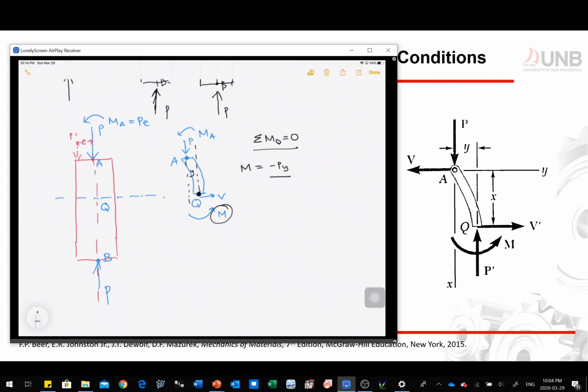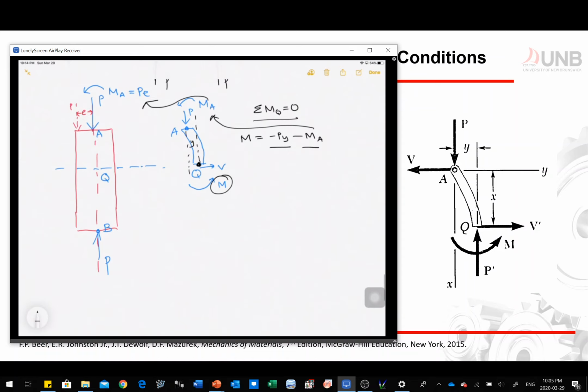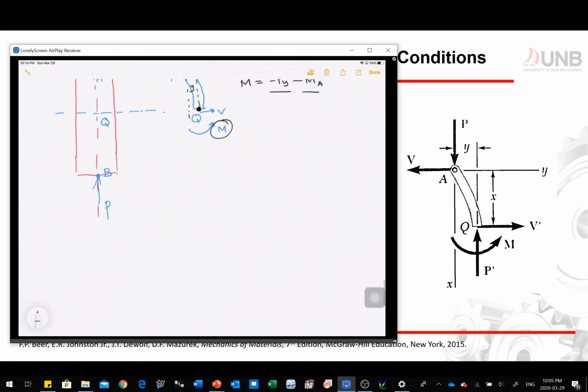And then we have another term, which is M sub A. And we know that our M sub A, which is this guy right here, is equal to your P times e. Now, if we substitute those numbers, we're going to get M is equal to negative Py minus Pe. So that's the equation for our moment.